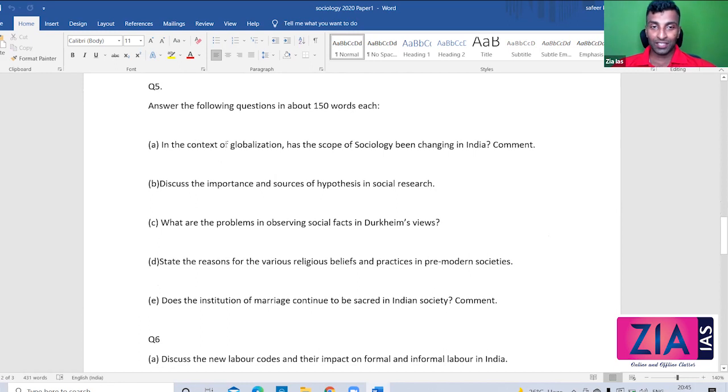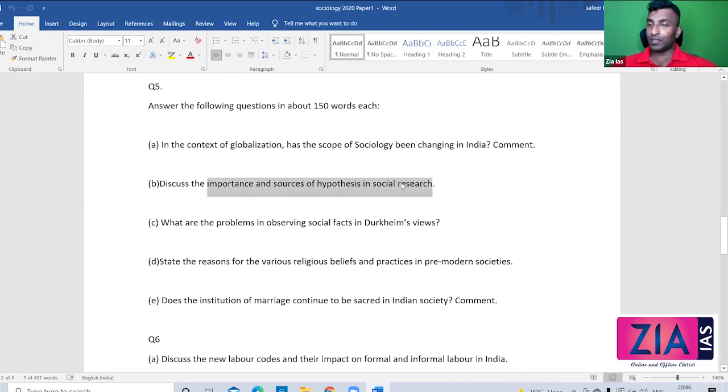Another easy question in the context of globalization. Has the scope of sociology been changing? Yes, but see here, it is in India. These days, they're asking specific to India in paper 1 also. Before also we saw that, the kinship system, right? So what is actually happening? The scope of sociology is changing, the contemporary trends and everything. We discussed in the class, right? The same thing. Okay?